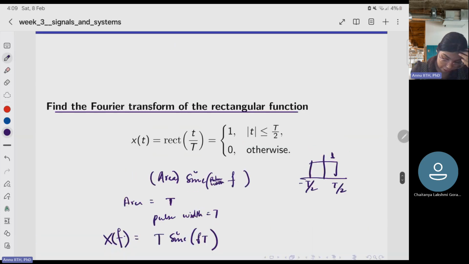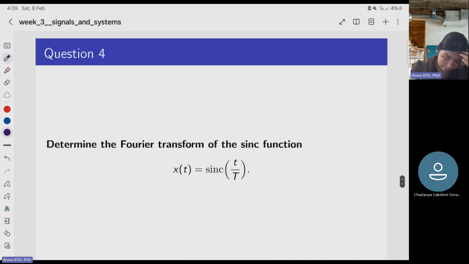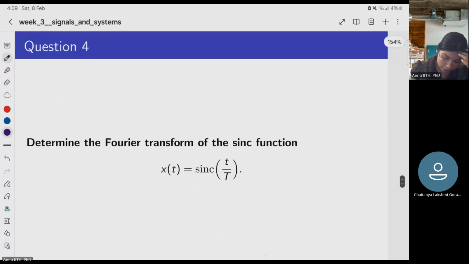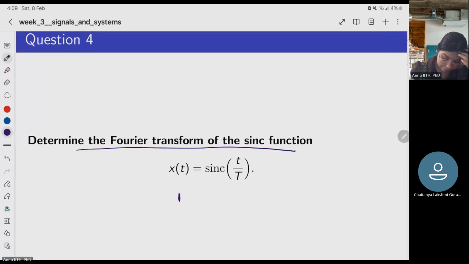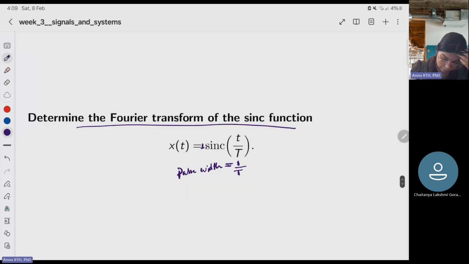Determine the Fourier transform of the sinc function. Again, it will be the same. So how will you write this? The pulse width is 1 by T, and this area is 1. So area is 1, so amplitude into pulse width is equal to 1. So the amplitude is nothing but T.